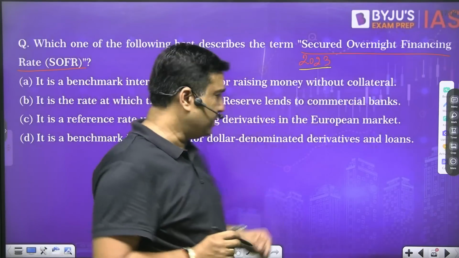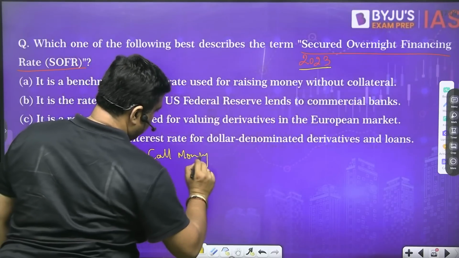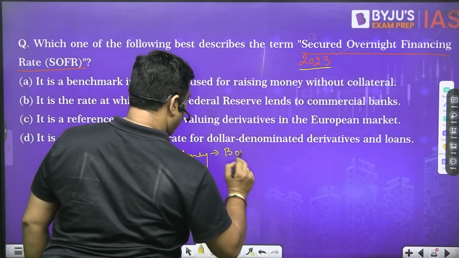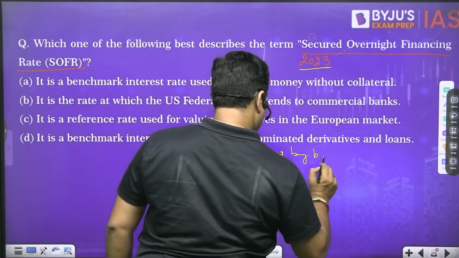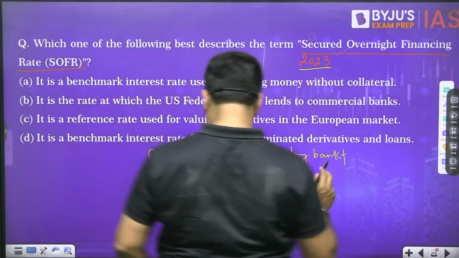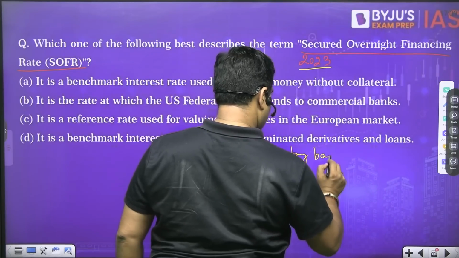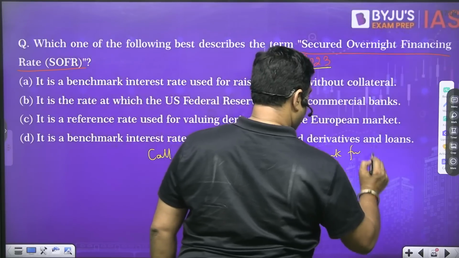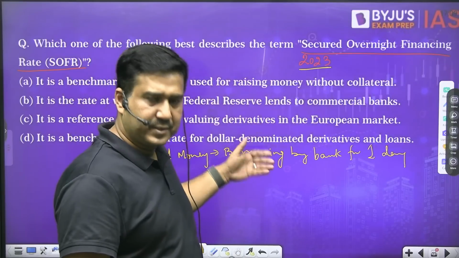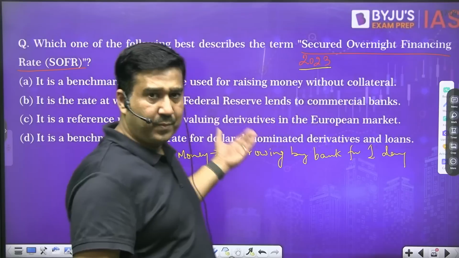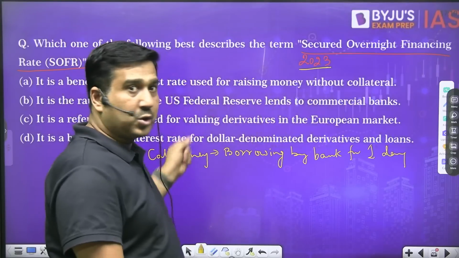You might have heard of a term called call money. Call money means borrowing by banks for one day. Banks borrow money in case of urgency, in case of meeting some regulatory compliances. They borrow money for one day. That money is called call money.